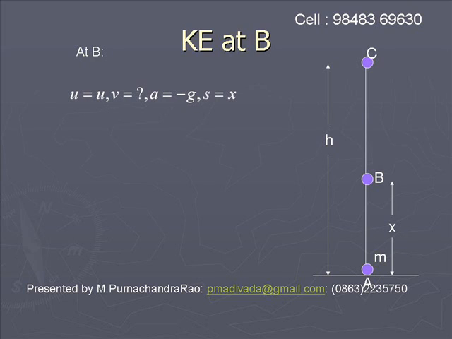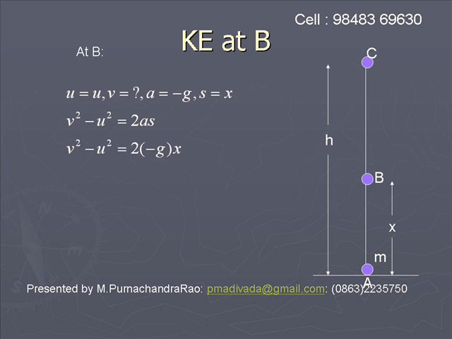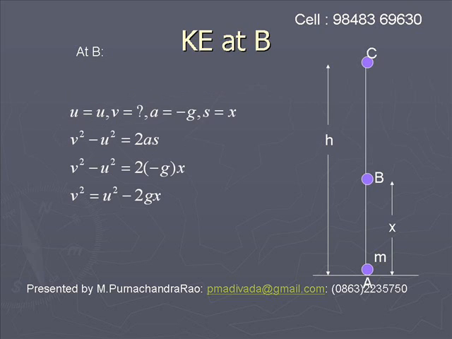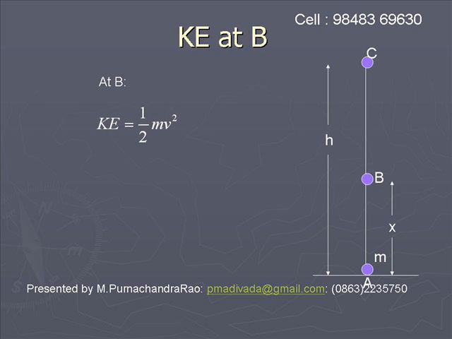Take the relation v square minus u square is equal to 2as. In this relation, v square minus u square is equal to 2 into minus g into x. Hence, v square is equal to u square minus 2gx.